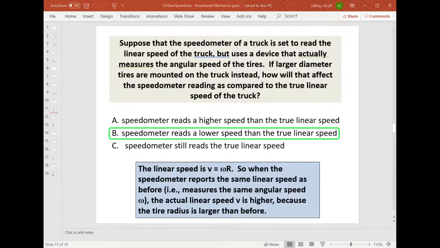I'm curious, maybe somebody out there knows, is this how actual vehicles work? Do actual vehicles estimate your speed based on the rotational speed of something in the car? I think they do, or at least they used to. In which case, putting on larger wheels is going to change the way your speedometer works.